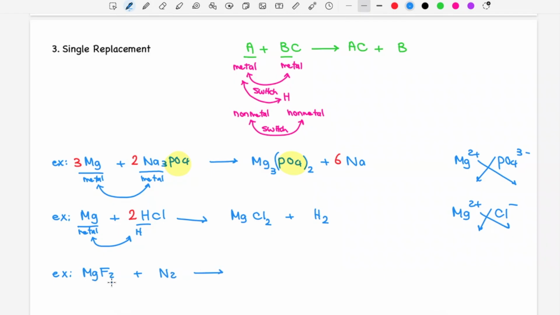What happens now is that nitrogen is the one sitting on its own. It's a non-metal, and as we said, a non-metal can only switch with another non-metal. So it switches with fluorine over here. These two will switch. Nitrogen is going to replace the fluorine. So magnesium and nitrogen are going to go together, and then fluorine is going to be on its own.